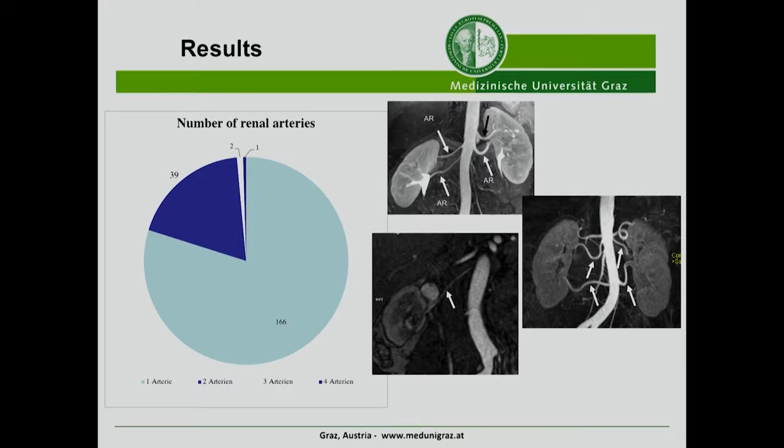Our results: in 166 persons we saw 1 renal artery, 39 double, in 2 patients 3, and in 1 patient 4 arteries. Here you can see a pitfall. This renal artery was only seen retrospectively. In the first radiological report, this artery was not included, and the surgeon found it during surgery.